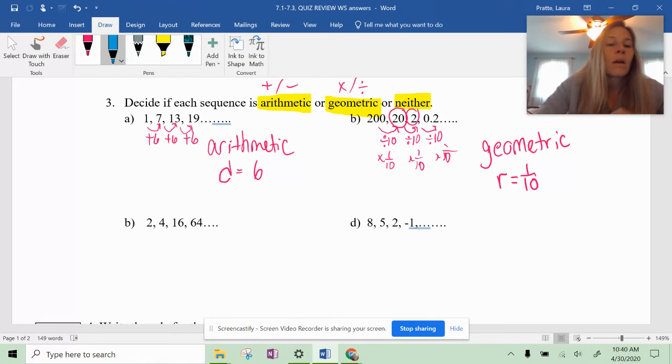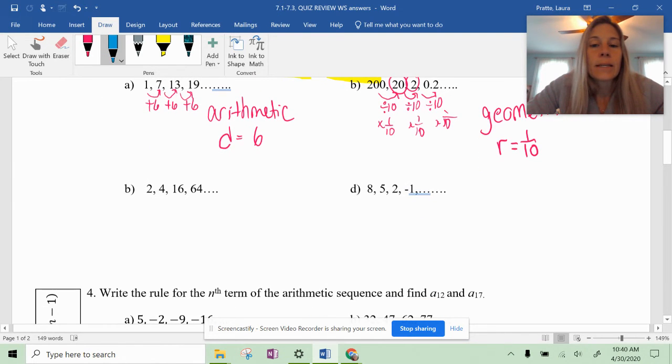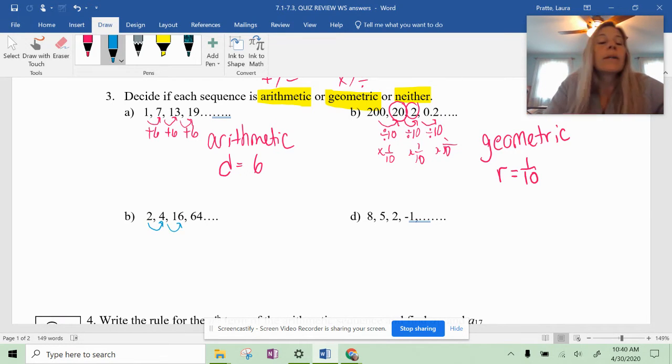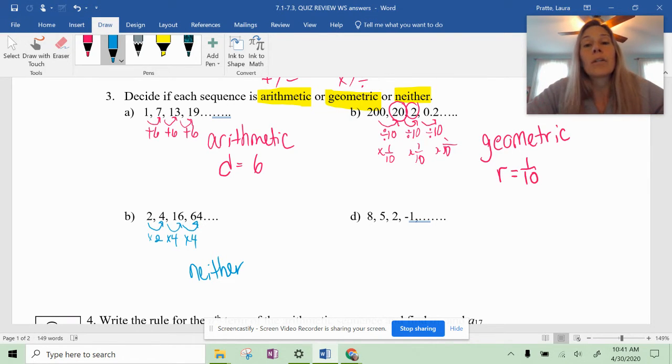All right, let's take a look at B and D. So for B, to get from 2 to 4, I could add 2, I could multiply by 2. So going from 4 to 16, though, I would have to multiply that by 4. And then to go from 16 to 64, I would multiply by 4. But to go from 2 to 4, I would only multiply by 2. So this would be neither, because the pattern is not constant. The pattern is not adding the same thing each time, or multiplying the same thing each time.